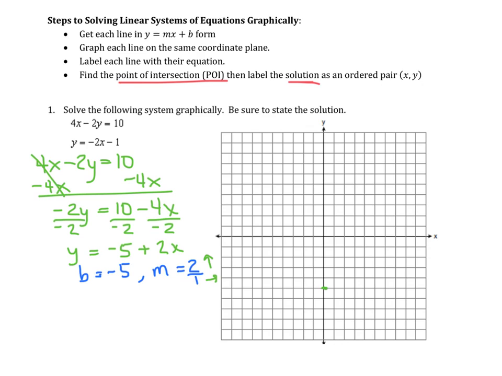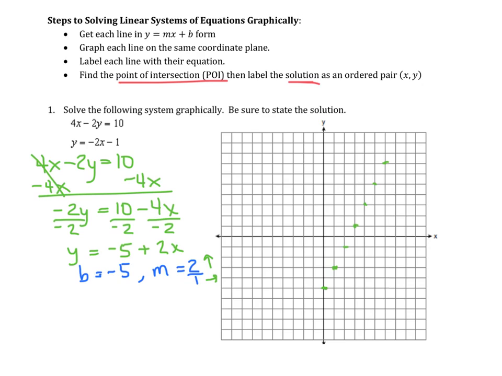So up 2 over 1. I'm sorry, up 2 over 1. Up 2 to the right 1. Up 2 to the right 1. And I want to make these pretty long when I'm doing a system because we're just not exactly sure where it's going to be.